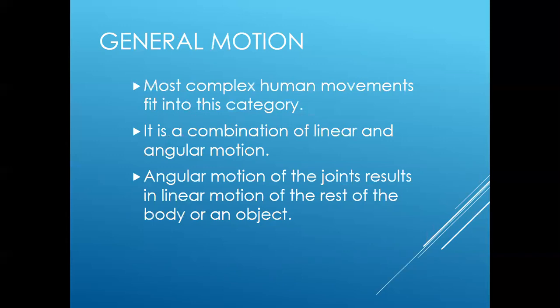Angular motion of the joints results in linear motion of the total body. So if we think about walking on a flat surface, the total body motion there is linear. But in order to accomplish that linear motion of walking and moving our body forward, we have to have angular motion at the joints.